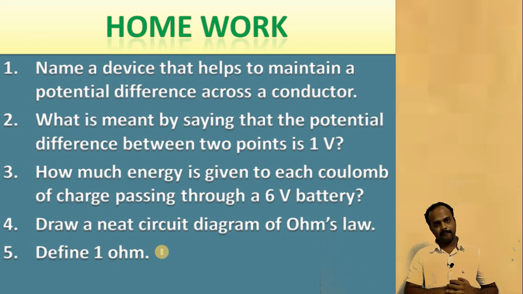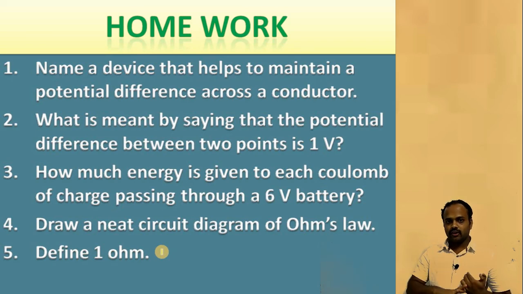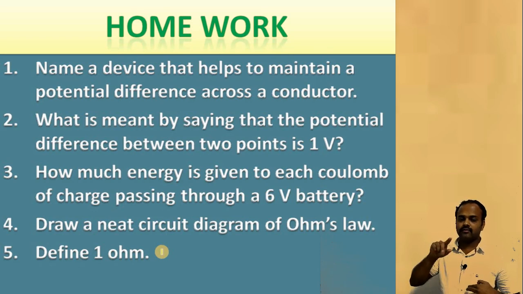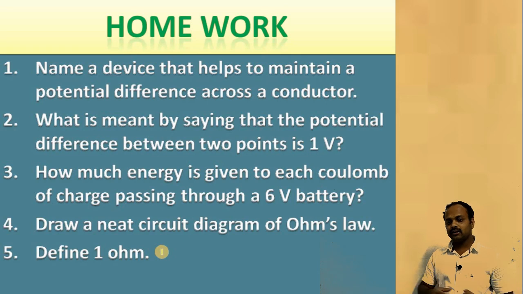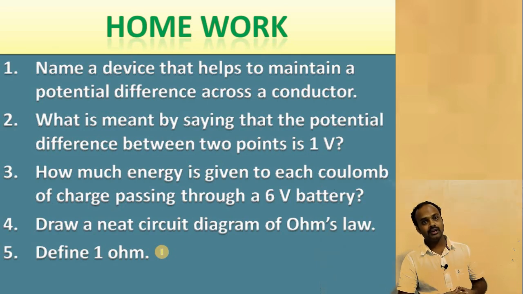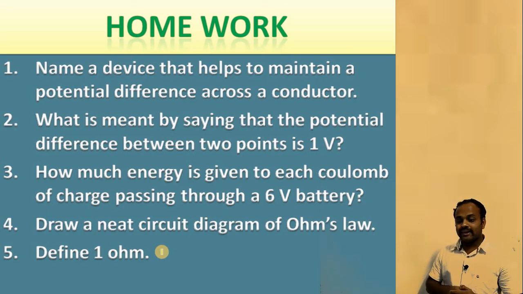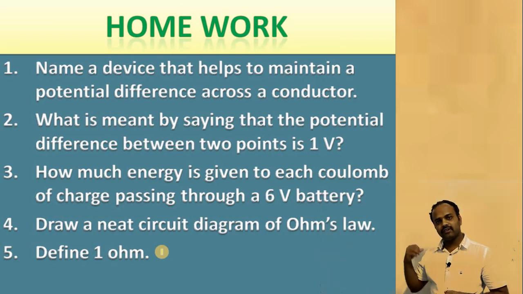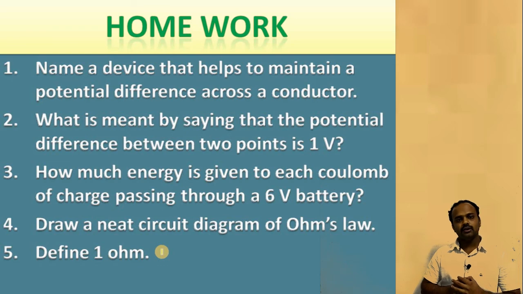6 volt battery. Okay, here V is given as 6 volt and Q is given as 1 coulomb. You have to find work done, nothing but energy. Work done is nothing but energy. Now draw a neat circuit diagram of Ohm's law and define 1 ohm.